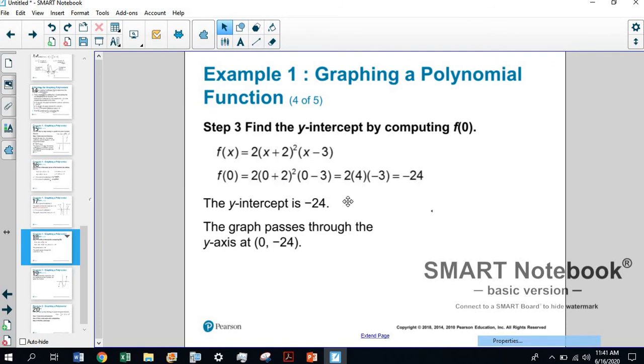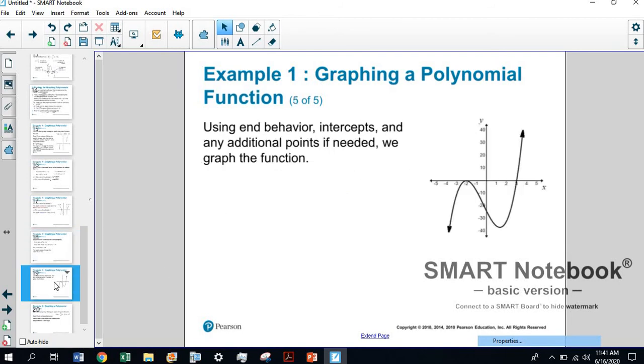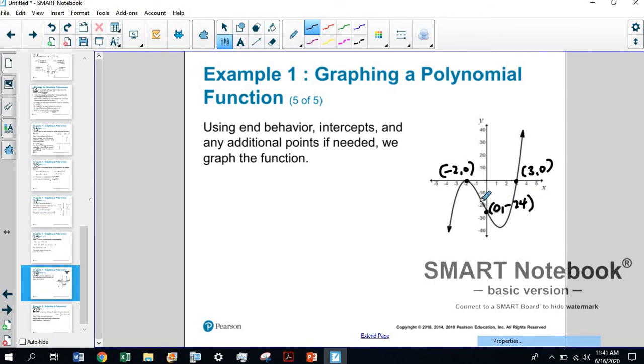You're often going to get large numbers for these, and you just have to scale it appropriately. You do not have to tick off 24 points. You just label your points properly. Okay? So how I would like to see it from you is that you notate your points. Here's the point negative 2, 0. Right? Here's the point 3, 0. And then here's the point 0, negative 24.